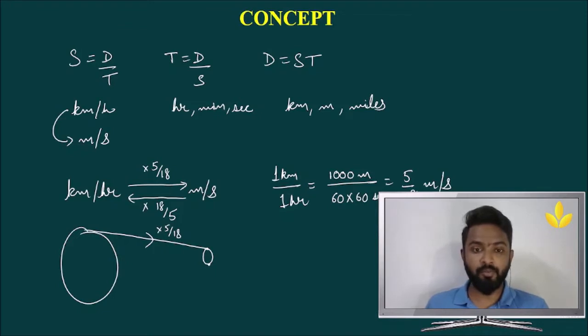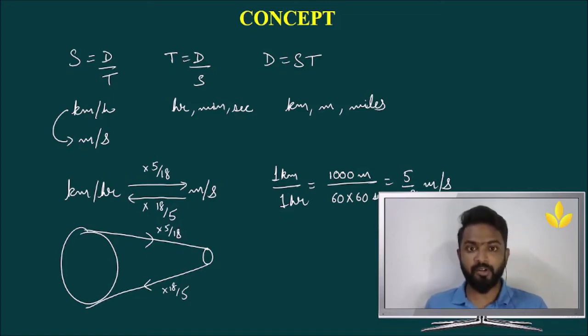And when we are going from meter per second to kilometer per hour, we are going from small to big. We are making it bigger. So that time we multiply by 18 by 5 because that is the bigger number, obviously. 5 by 18, the denominator is bigger, that means the number is smaller. 18 by 5, the numerator is bigger, that means the number is bigger. That's it. This method will help you remember when to use 5 by 18 and when to use 18 by 5. So this is the relationship between time, speed and distance. Now let's solve a few questions with this knowledge.